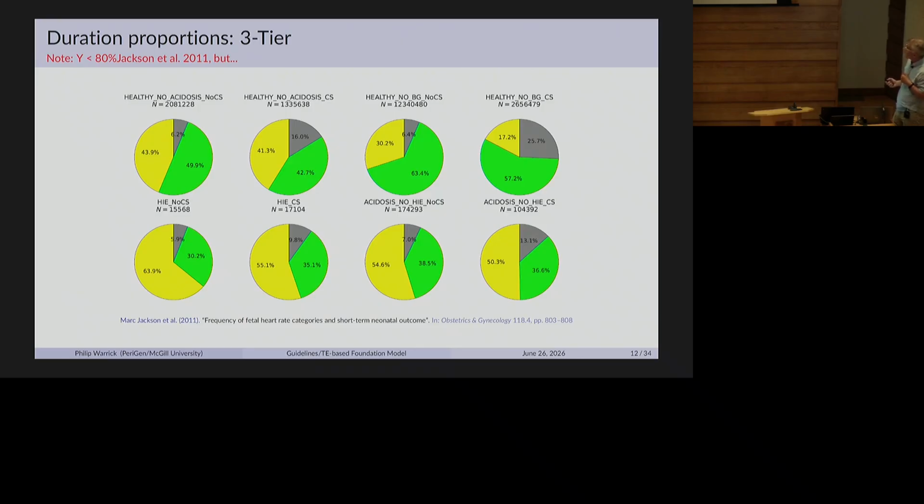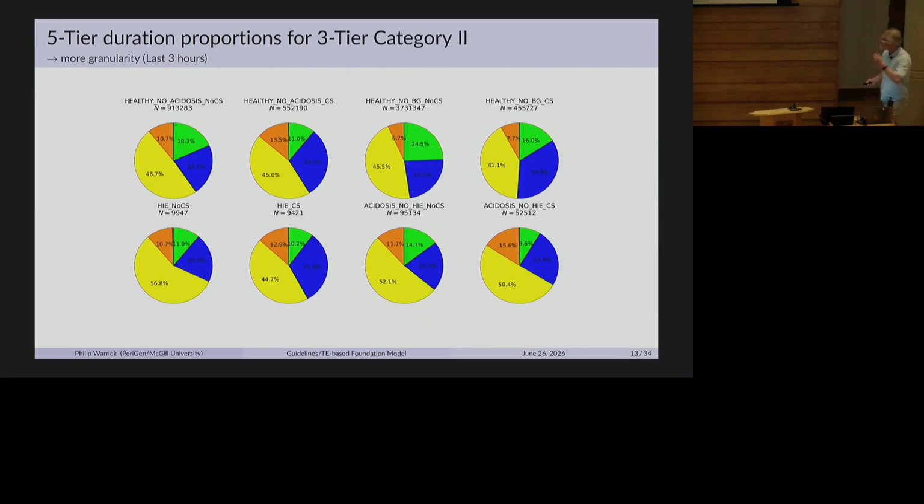So if you bump these up a bit, you get maybe close to 70% yellow for the HIE and so forth. But the main message of the Jackson paper, that category 2 is just a big grab bag of low severity and high severity cases, remains true. So if we look at the yellow 3-tier and say, okay, what does the 5-tier say if the 3-tier said yellow?